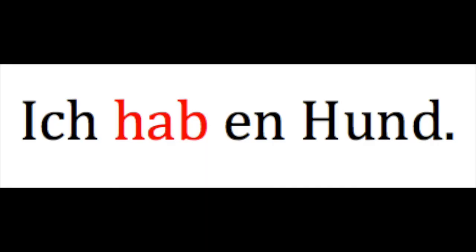And just like in the last video, I wanted to give you a couple sentences using the verb so you can see how it works. So here's our first sentence. Ich hab en Hund. Hab is in red because that's our verb. I have a dog. So now you can say the phrase I have and then have something. Replace en Hund with whatever word you look up in the dictionary. You can say I have whatever.